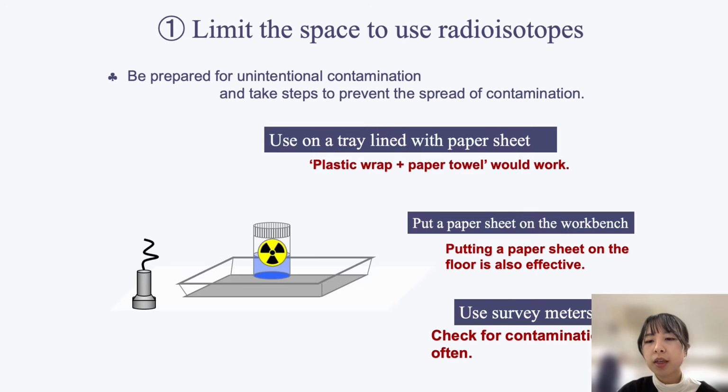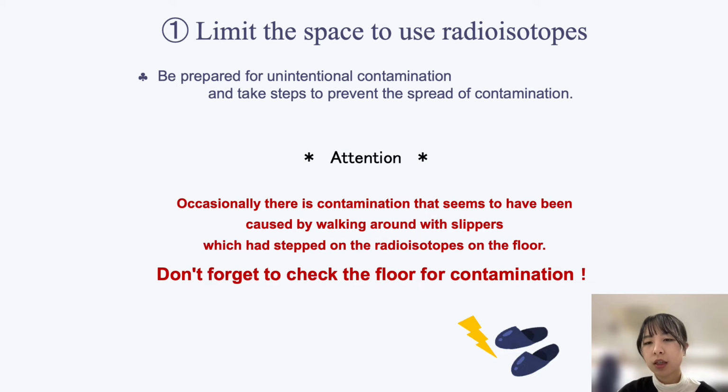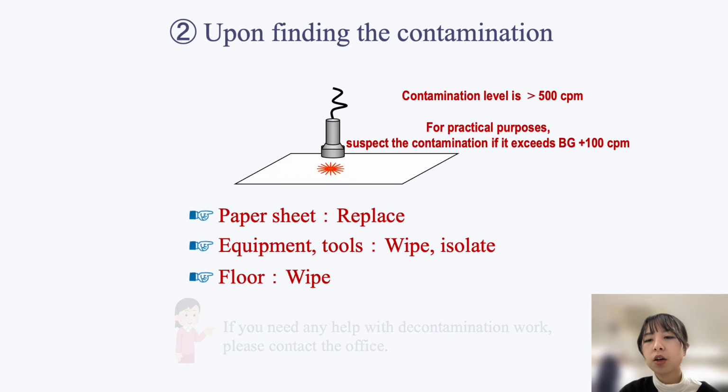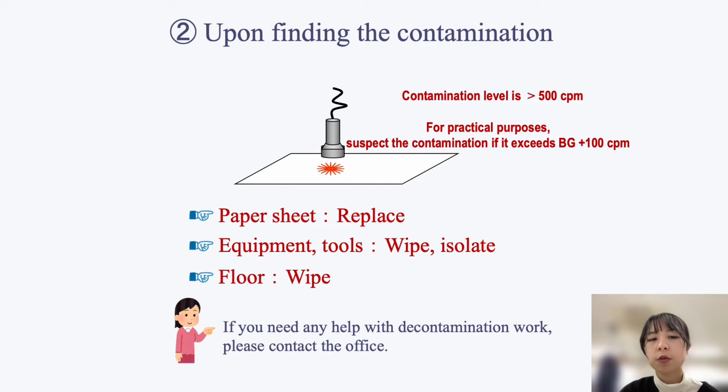You should also be careful of the floor contamination. Occasionally, there is contamination on the floor caused by walking around with contaminated slippers. If the count is about 100 cpm higher than the background level, suspect contamination and carry out decontamination work immediately. If you need any help, please contact the office.